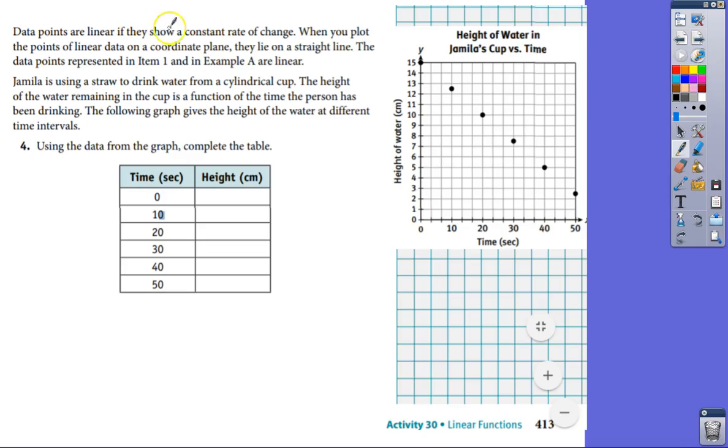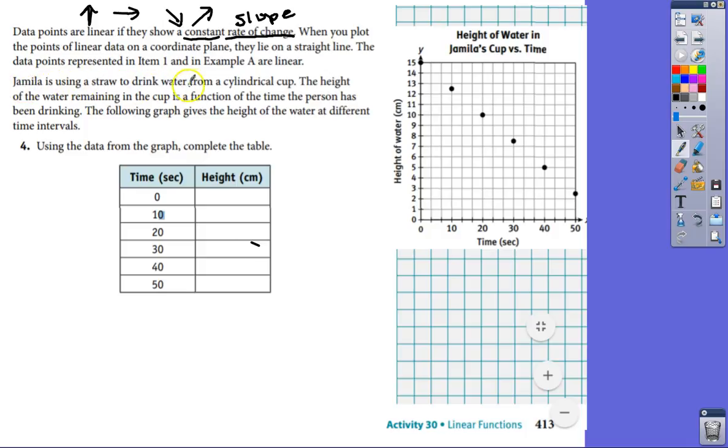Alright, data points are linear if they show a constant rate of change. So again, rate of change is slope. Constant means that it's going to be a line. When you plot the points of a linear data on a coordinate plane, they lie on a straight line. The points represented in item 1 and example A are linear.